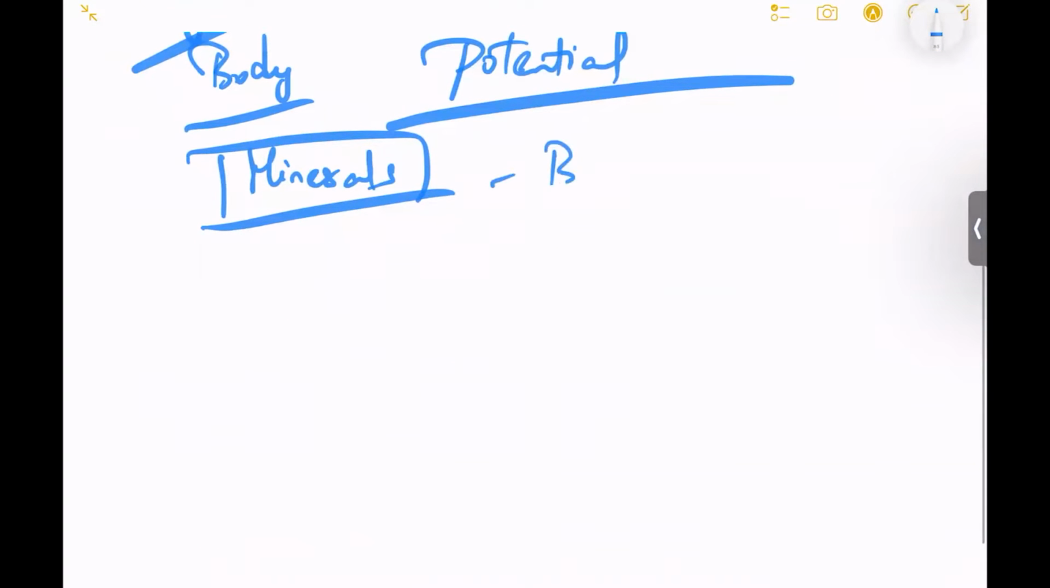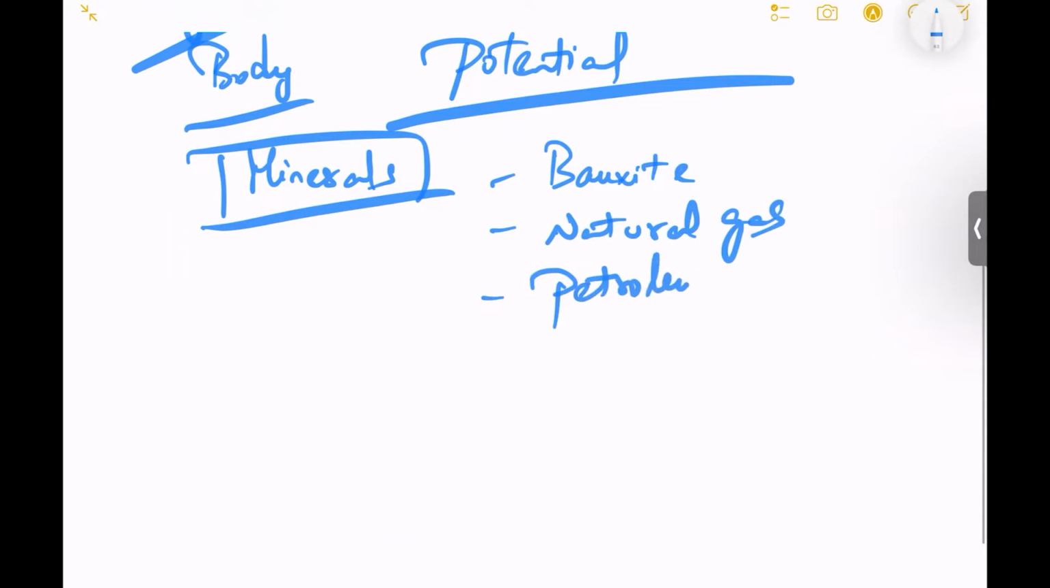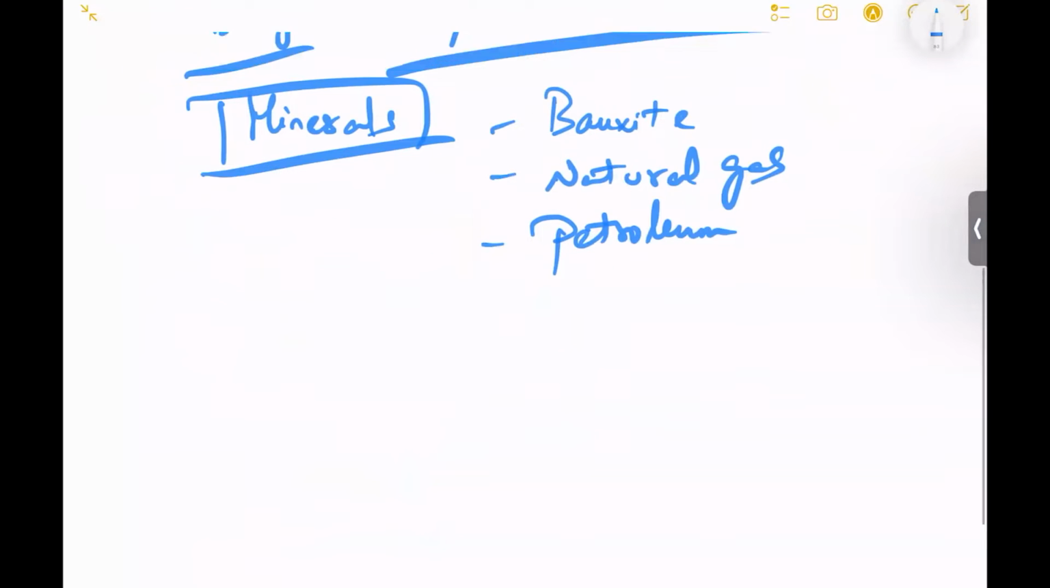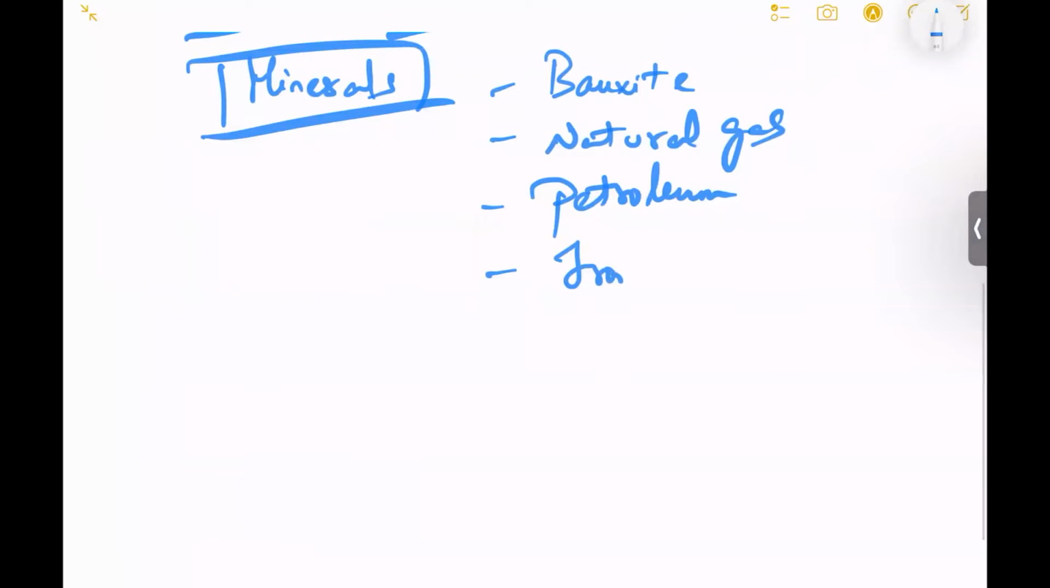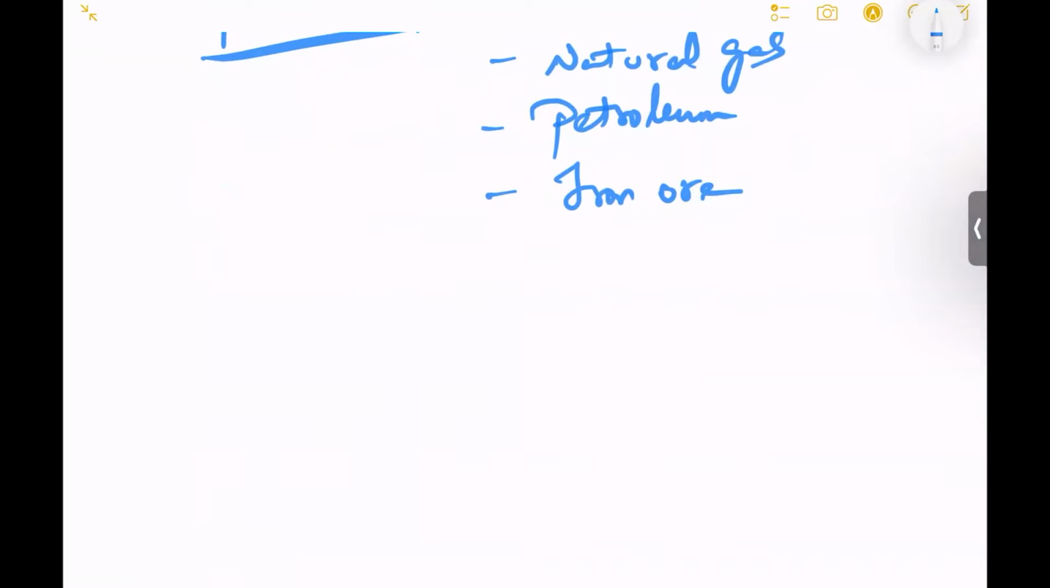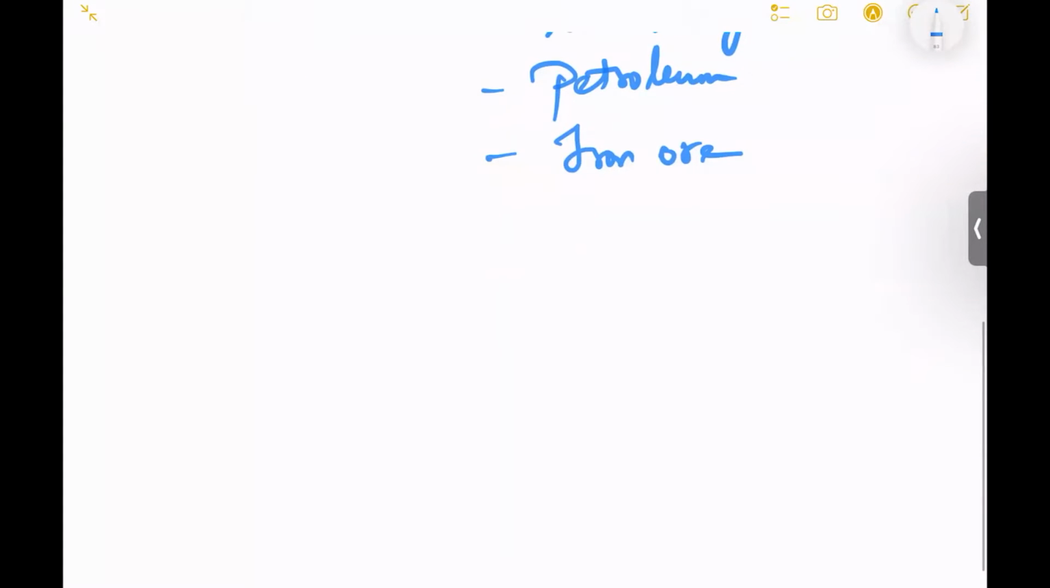We all know some important minerals like bauxite, natural gas. In the Bombay coast, you have petroleum. Okay, so all these are important minerals. And then at some places, iron ore. In Dharwad Plateau of Karnataka, we have iron ore. So all these are the important minerals.